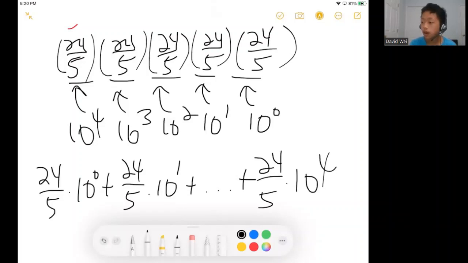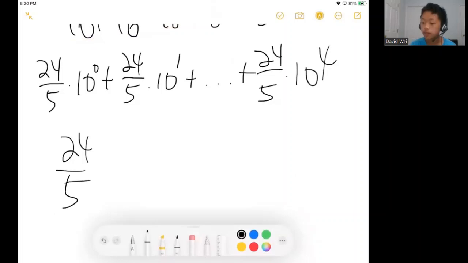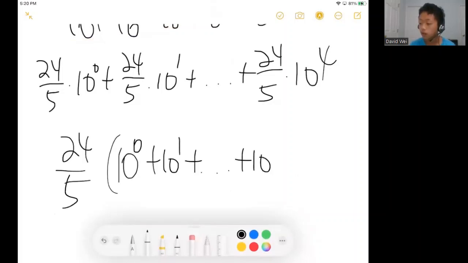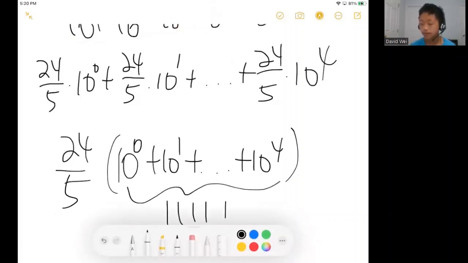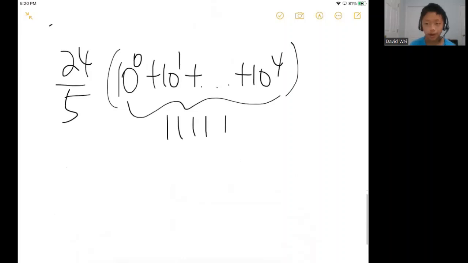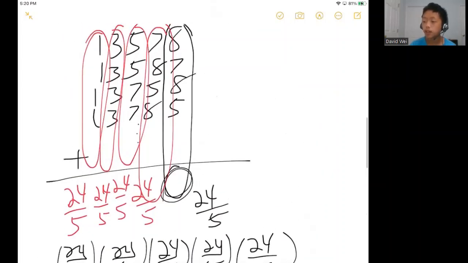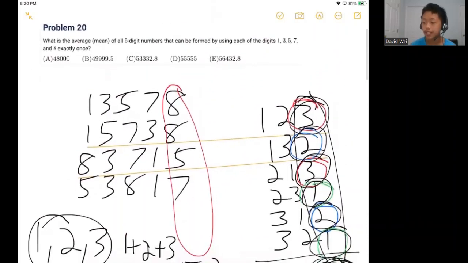So you can factor out a 24 over 5 from all of these terms, and you get 10 to the 0 plus 10 to the 1 plus all the way to 10 to the 4. You can calculate this by writing it out: it's 1, 1, 1, 1, 1. So you do 1, 1, 1, 1, 1 times 24, divided by 5. The multiplication and the division are pretty easy, actually. And if you do the math, you would get choice C as the answer, 53332.8.